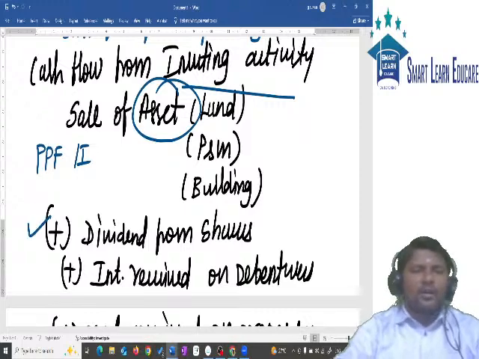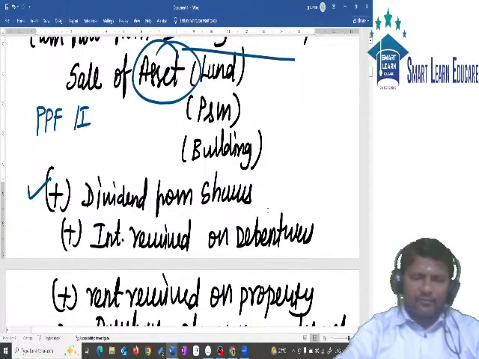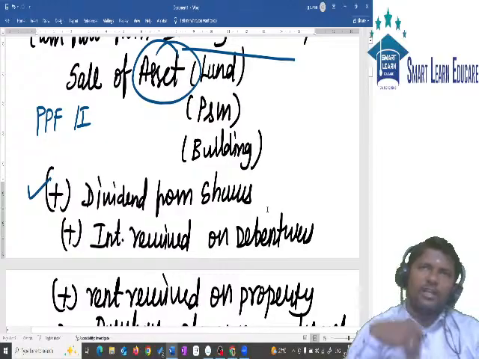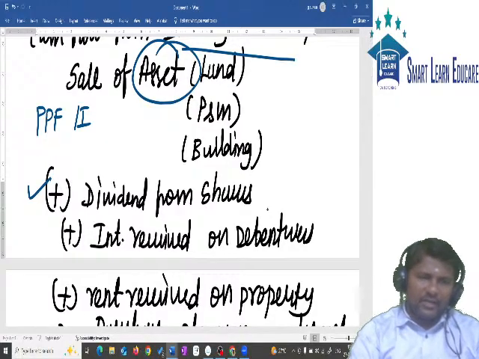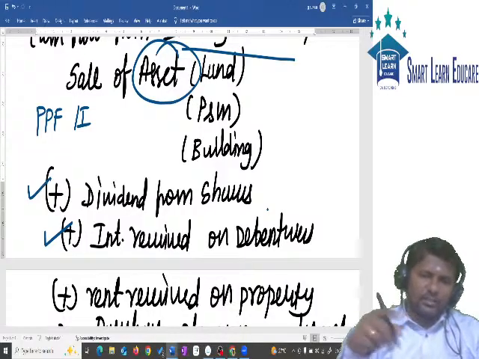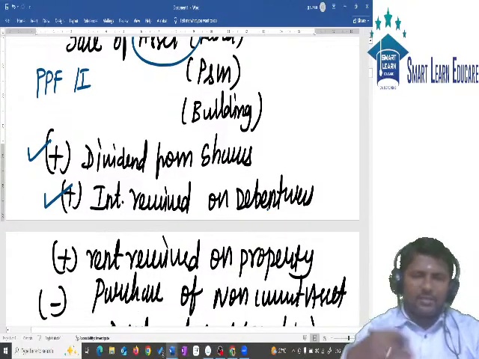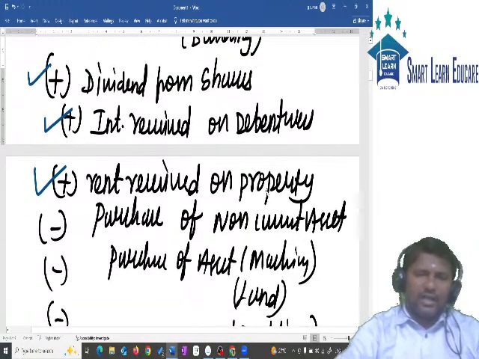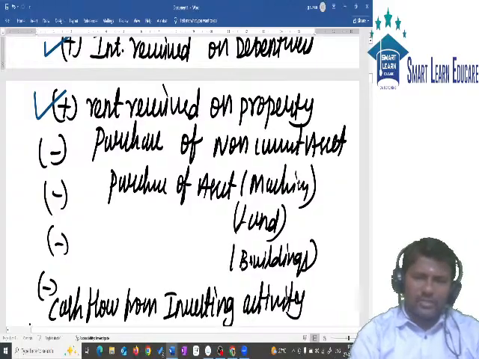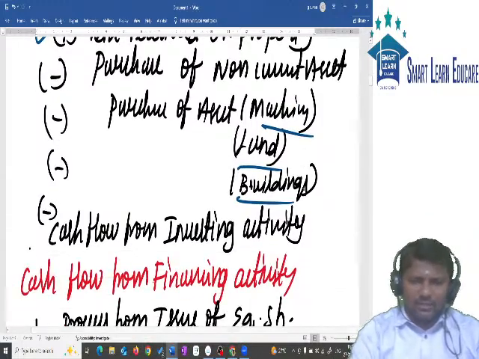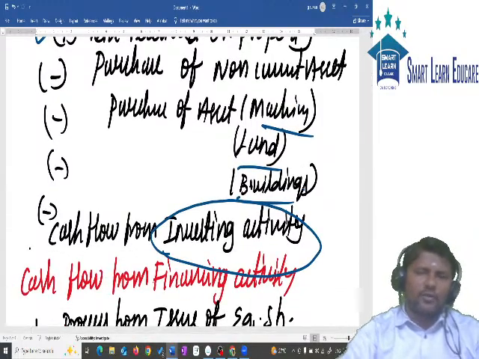Then add back dividend from shares. When you make some investment in shares, you will get some dividend from that share, so that should be added. When you make some investment in debentures, you will get interest, so that should be added. When you make some investment in a property, you will get rental income, that should be added. And purchase of non-current assets should be subtracted. Machinery, land, building, all these purchases should be subtracted. This will give you cash flow from what activity?